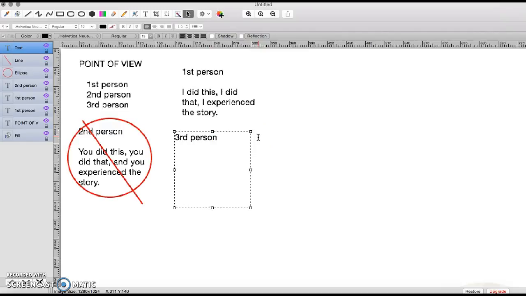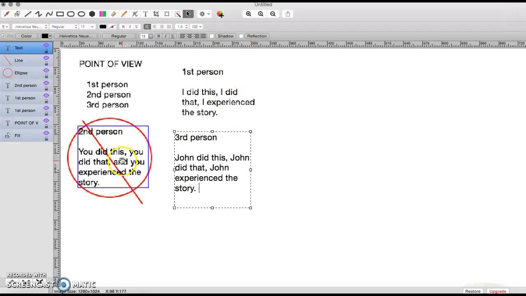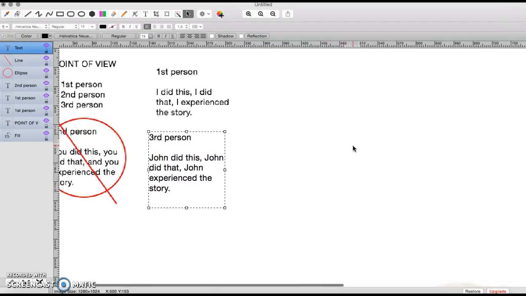And third person is relatively more common. So it's the character's name. Let's call him John. John did this. John did that. And John experienced the story. John walked into a room and sat down. John leapt up because he realised someone had put a pin tack on his chair, and now John had a sore bum. So first person, option, second person, no, third person, also an option. This is point of view at its most basic and at its most simple.